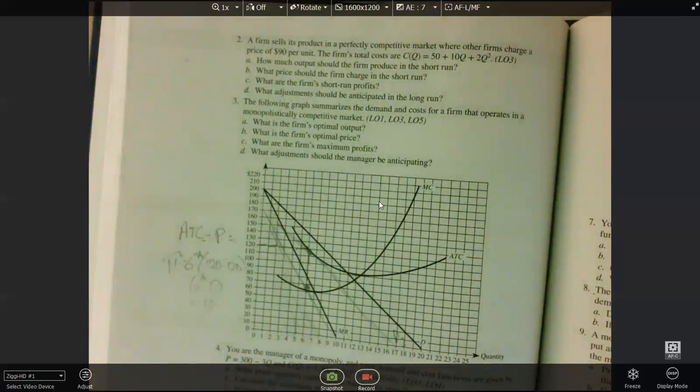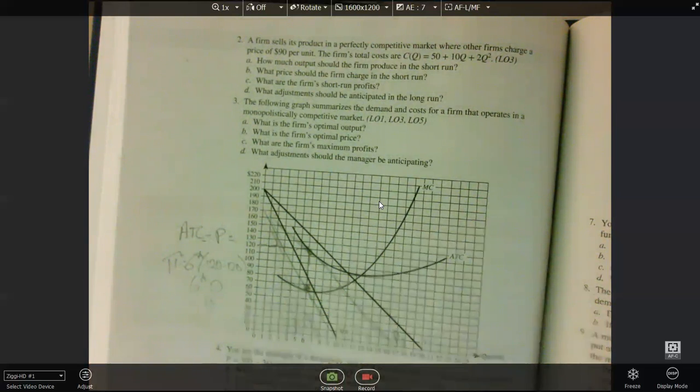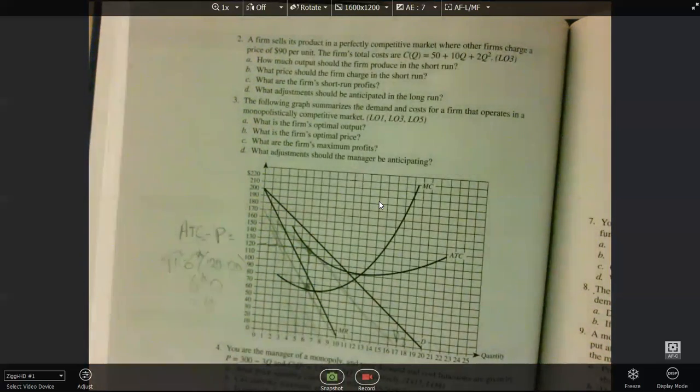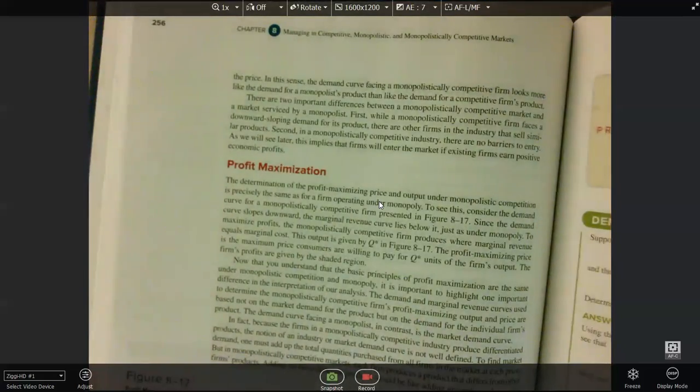So the manager should anticipate that the demand is going to shift to the left, right? The firm's demand will decrease over time as new firms enter the market. It's the same mechanism that's happening in the perfectly competitive world, but we just have some slight market power. That makes sense.